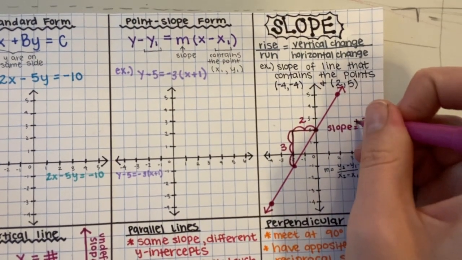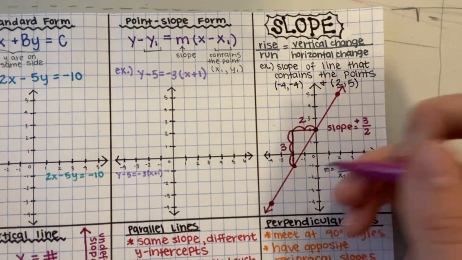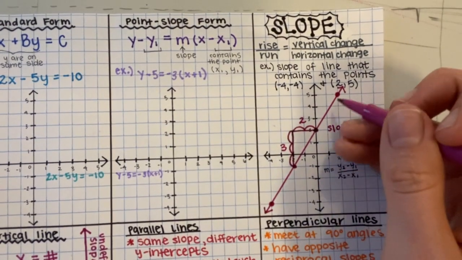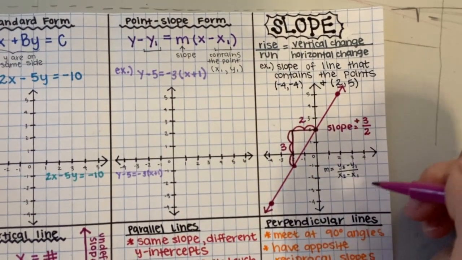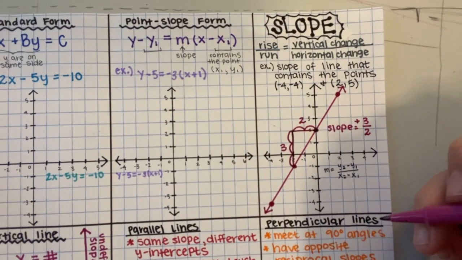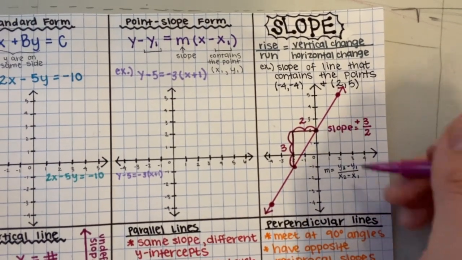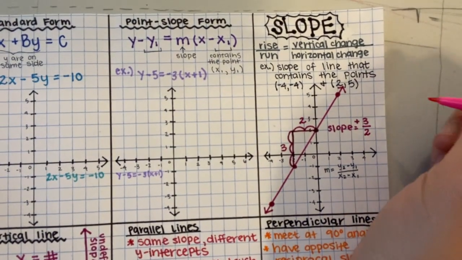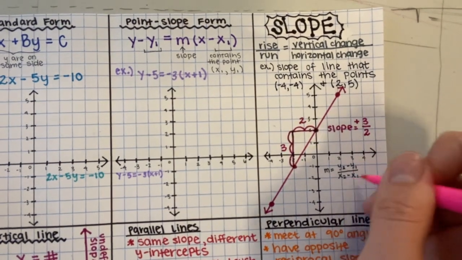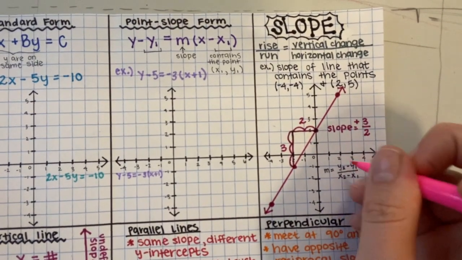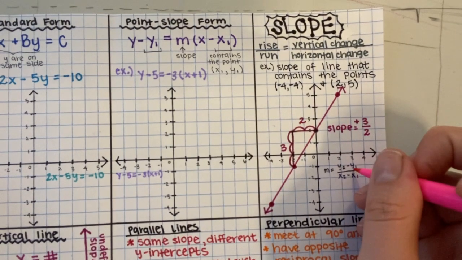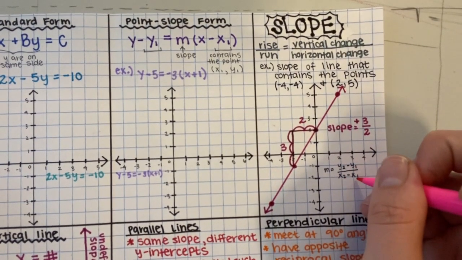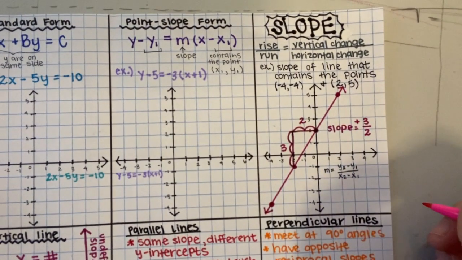And that's positive because my line is going upward. I always want to make sure that I take note of whether my line is creating a positive slope or a negative slope and give the slope that sign. Another way to find slope, if you can't create a graph or you just don't want to, is to use the slope formula. Our slope formula is y2 minus y1 over x2 minus x1. This can seem a lot more intimidating than it actually is.